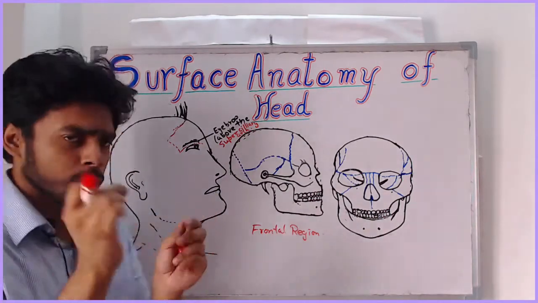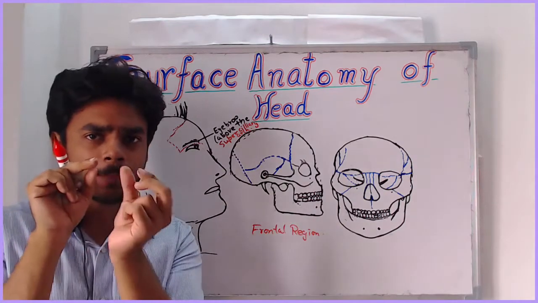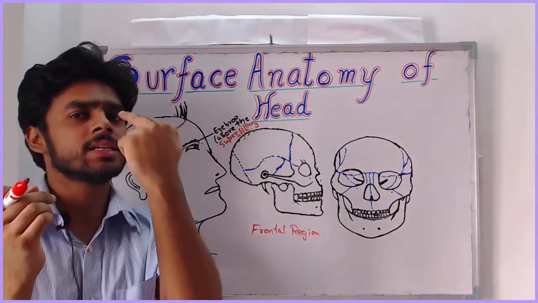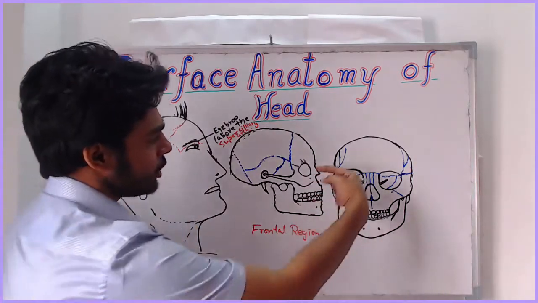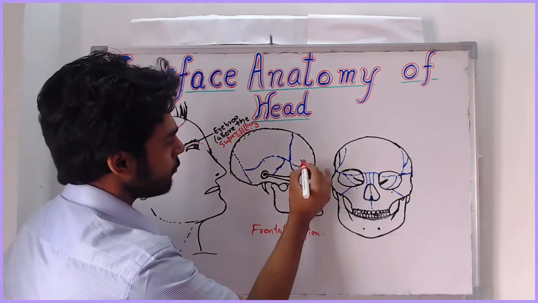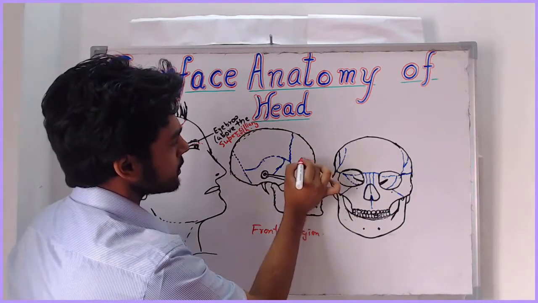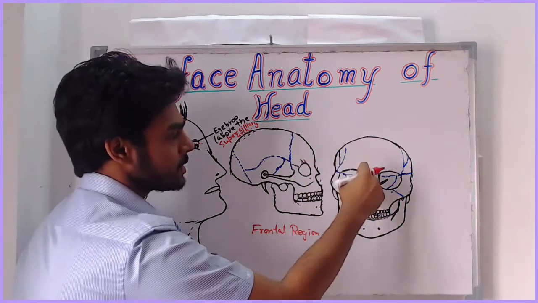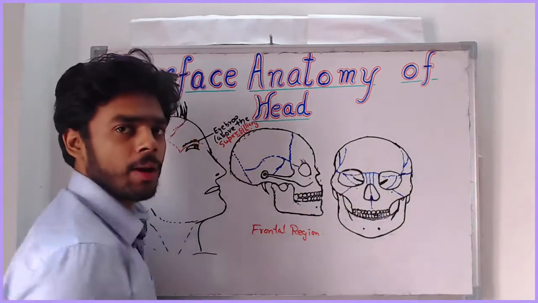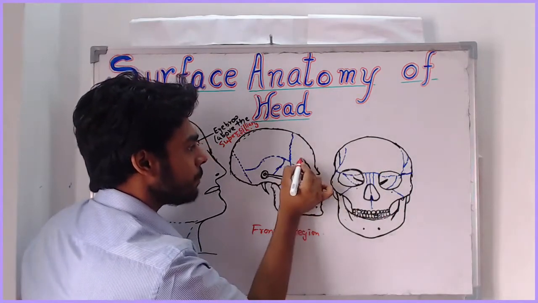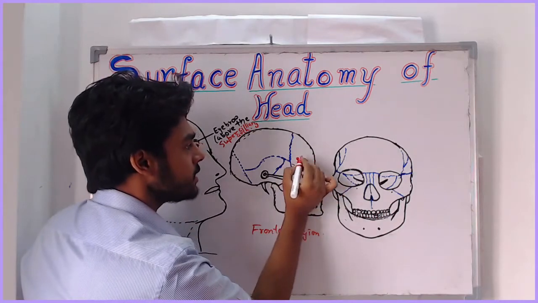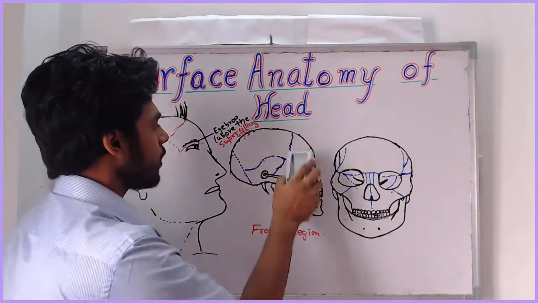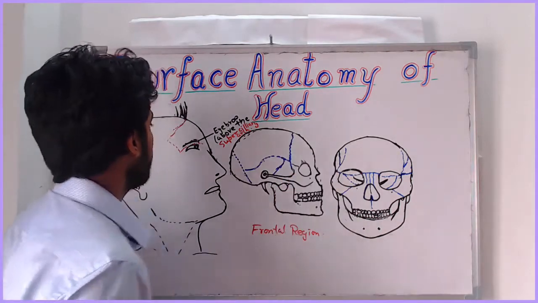Okay, and when you feel this glabella, actually the pineal gland lies 7 centimeter behind the glabella, that is inside. When you touch this glabella part over the skin, the pineal gland is situated 7 centimeter inside the glabella. This is the frontal region. So I think you understood the frontal region well.